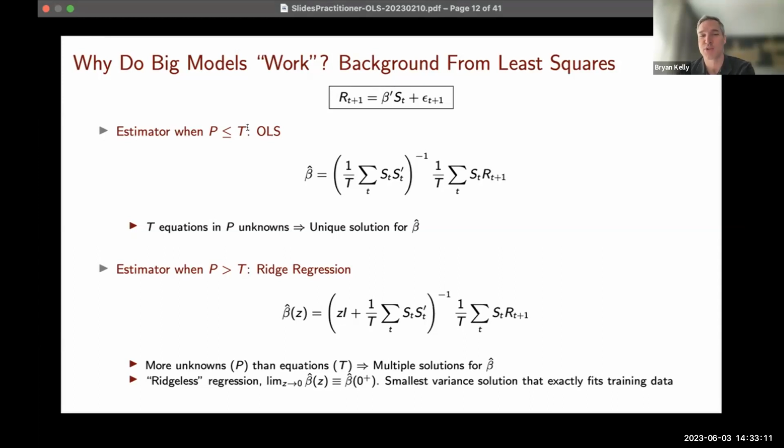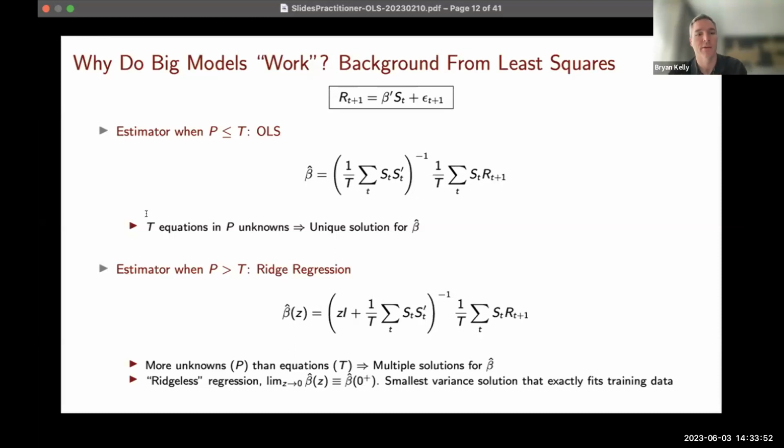It's the first unique solution that exactly fits the training data. That happens when I get to a parameterization that's large enough that I have one parameter for each observation in my data set. But I can go past that, right? I can start to ask questions like, what if I add more parameters than I have observations? Well, now, if you think about that system of equations, if you have more unknowns than you have equations, now you have an infinite number of solutions for beta. And this is a problem. All of those solutions exactly fit the training data, but there's an infinite number of them.